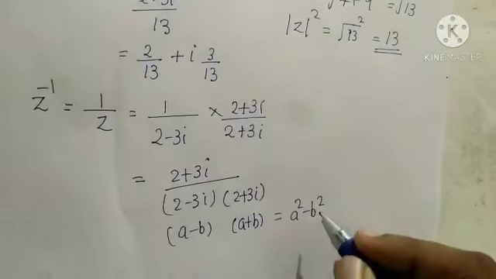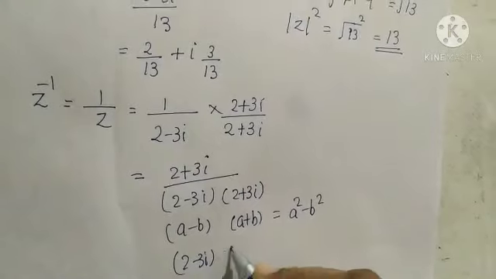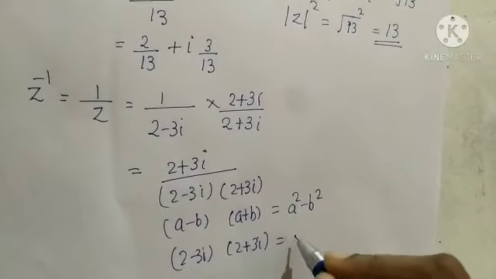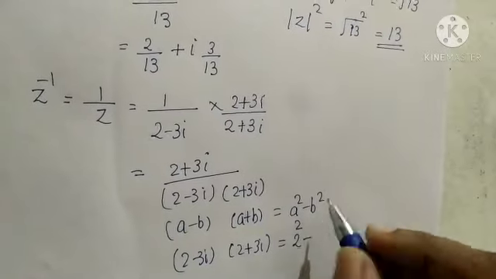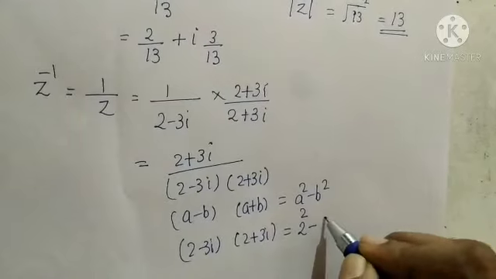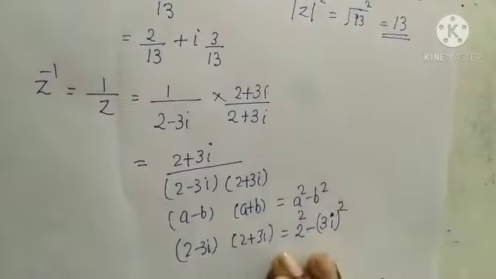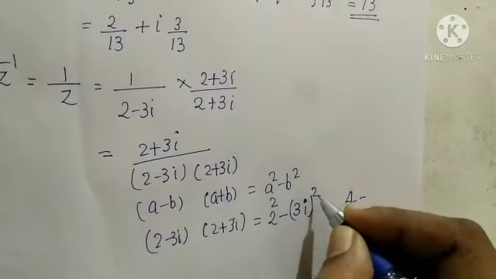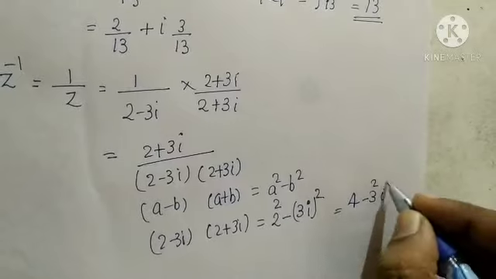So here, replacing this a by 2, we get 2 square, minus replacing this b by 3i, all square. Okay, so it will become 2 square, 4, minus taking the square inside the bracket, it will become 3 square into i square.